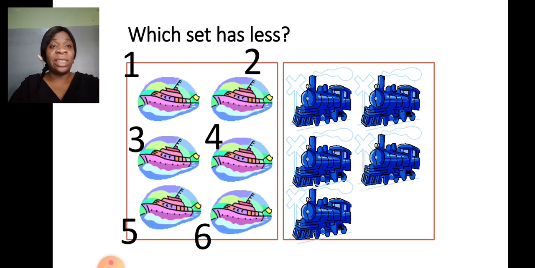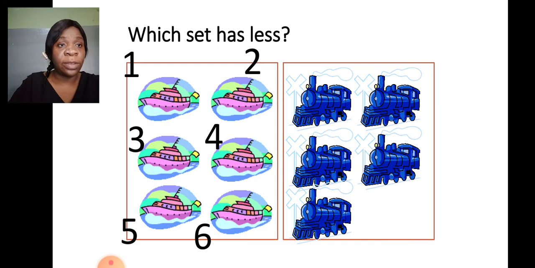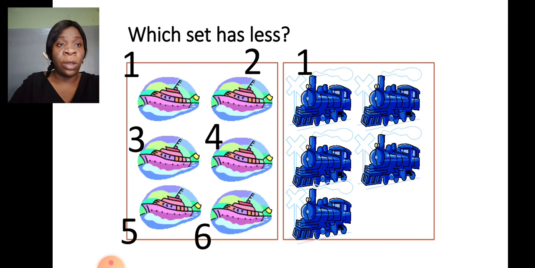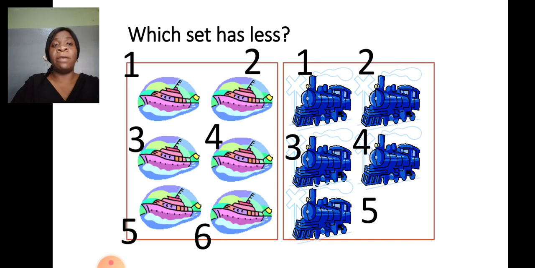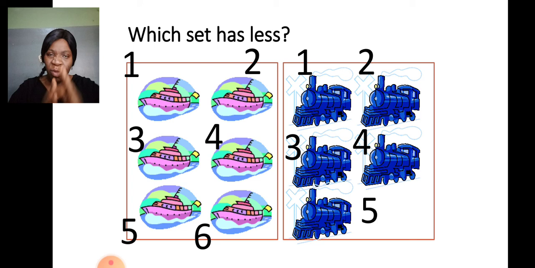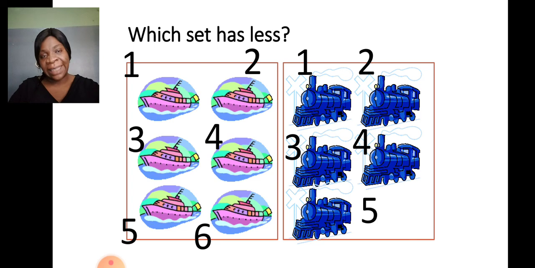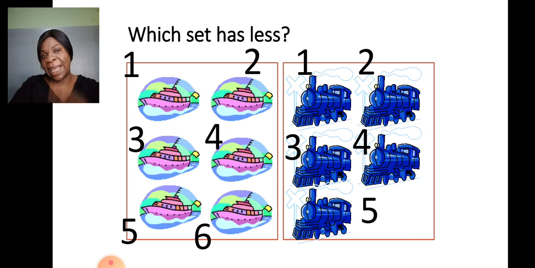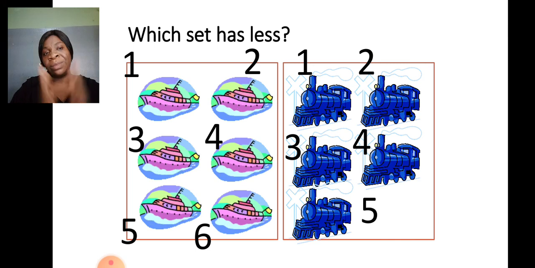Now let's count the trains. 1, 2, 3, 4, 5. Now tell me, which set has less? I want the set that is smaller. The set that has less. Which set has less? Less, smaller number.